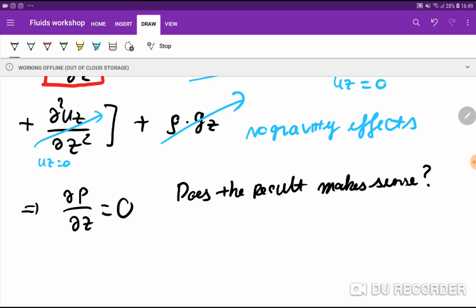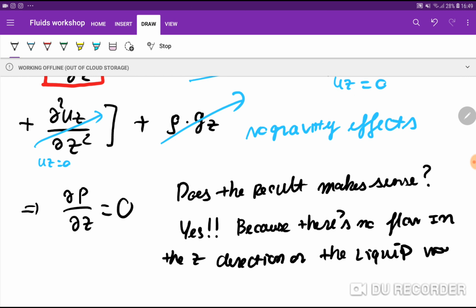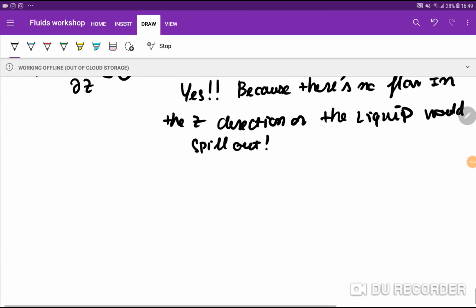Yes, it does. Why? Because there is no flow in the z direction, or the liquid would spill out. Okay. All right. That is for part C.